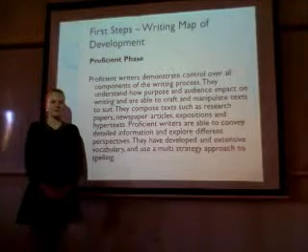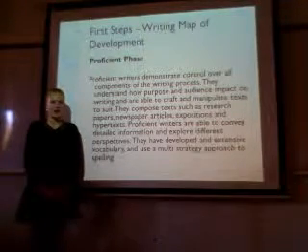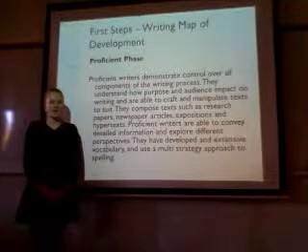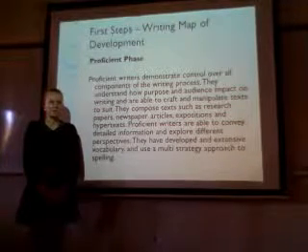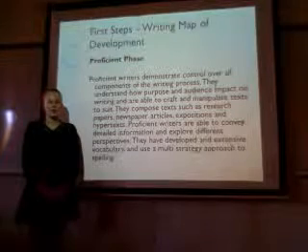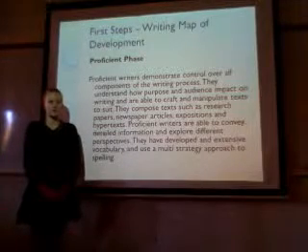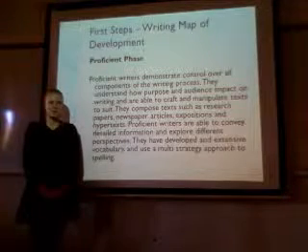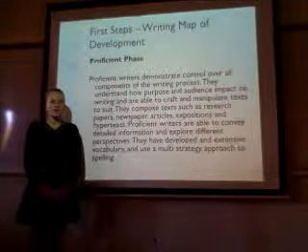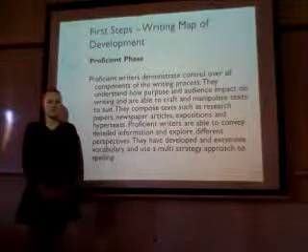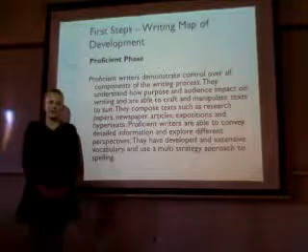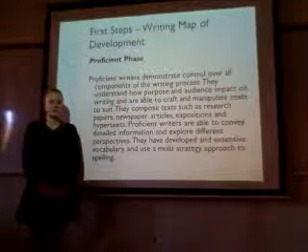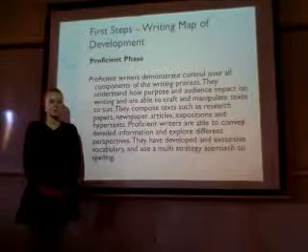The next stage is the proficient phase. Proficient writers demonstrate control of all components of the writing process. They understand how purpose and audience impact on writing and are able to craft and adjust text to suit this. They compose texts such as research papers, newspaper articles, expositions, and hard copy text. Proficient writers are able to convey detailed information and explore different perspectives. They have developed an extensive vocabulary and a multi-strategy approach to spelling.